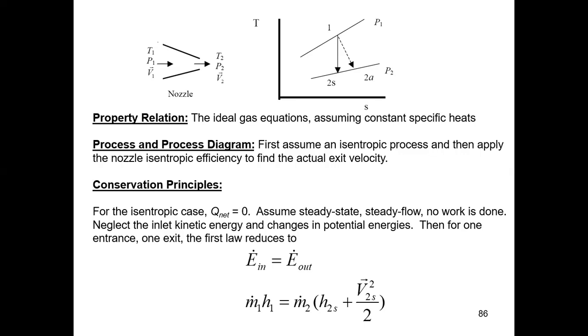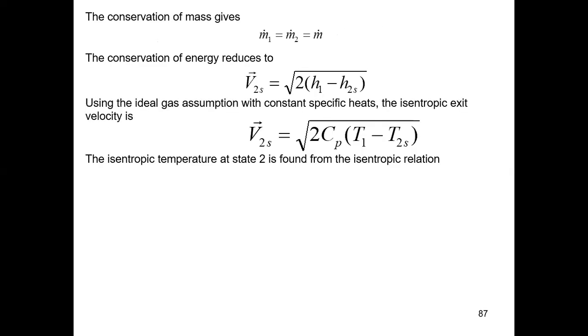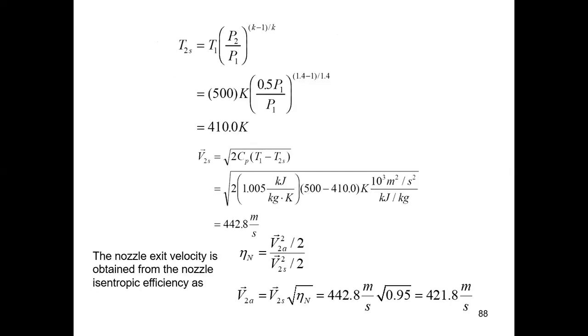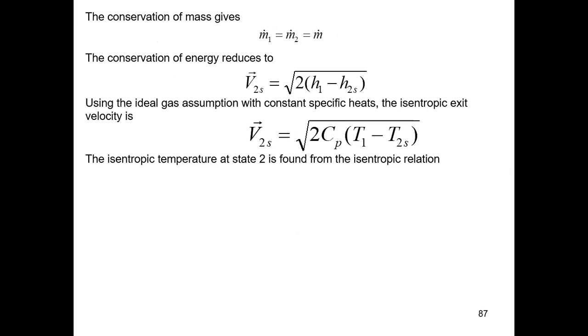So conservation principle for the isentropic process, Q net is 0, assume steady state, steady flow, and no work is done. Neglect the inlet kinetic energy and changes in the potential energies. Then for one entrance, one exit, the first law reduces to E dot in is equal to E dot out. And plug the relationships from which the conservation energy reduces to V2S is equal to square root of 2 times (H2 minus H1).